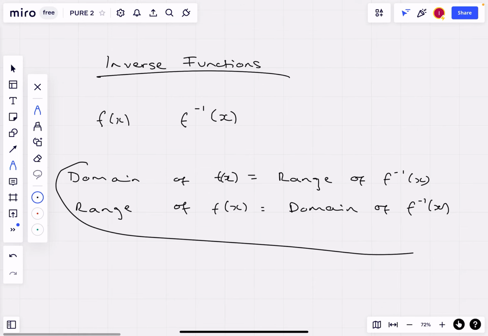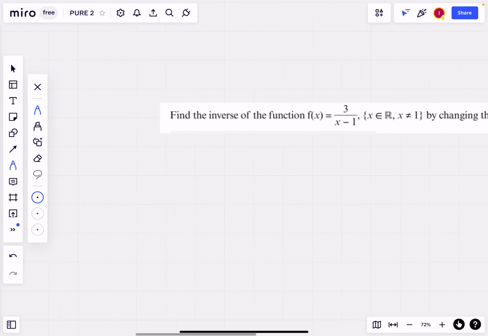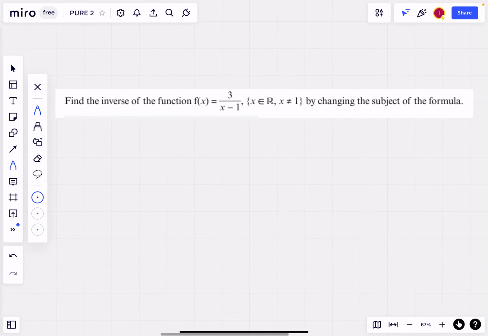Provided you know and remember that rule, you're going to find things a lot easier, because you only have to work out the domain and range of one function, and then you just apply this rule. You've got the domain and range of the inverse function as well. So let me take you through how to do inverse functions.